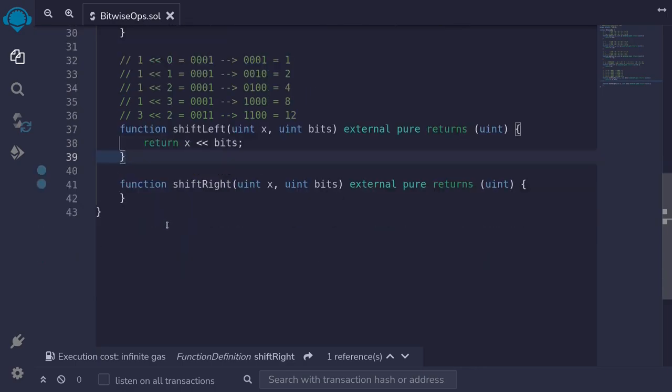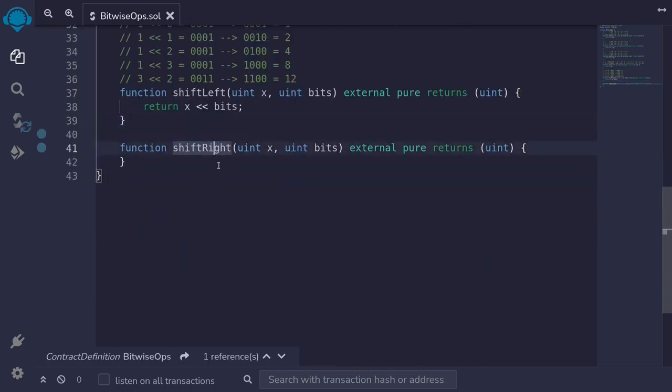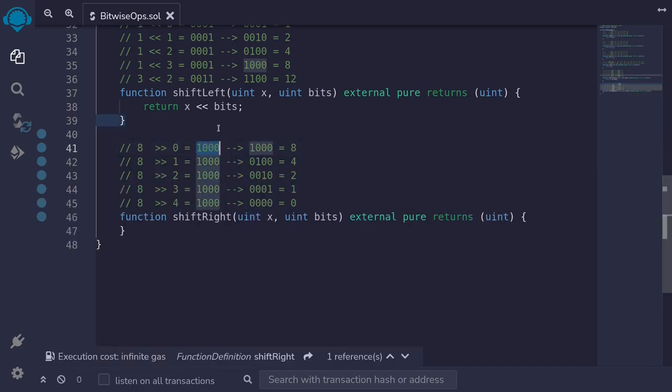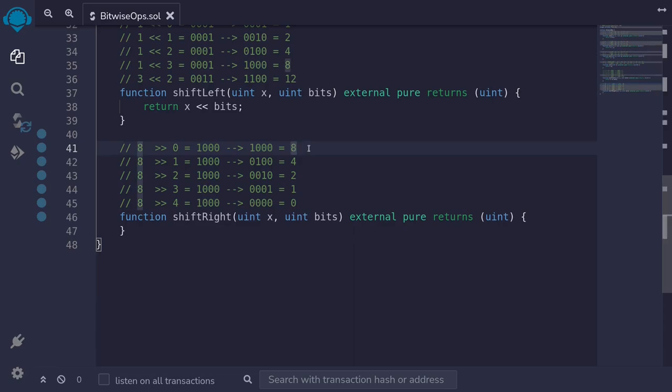Okay, let's move on and talk about shift right operator. The shift left operator moves the bits to the left. On the other hand, the shift right operator moves the bits to the right. Let's take a look at some simple examples. Starting from right, if we do 0 shift rights, then we're not moving any bits to the right, so the resulting number is an 8. If we do a shift right one time, then we are moving this 1 over to the right once, so the resulting number is 0100, and it is equal to 4.